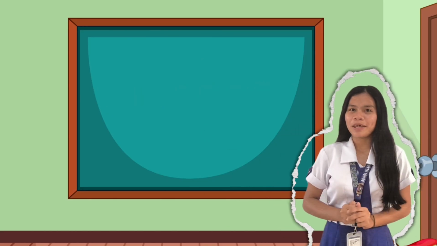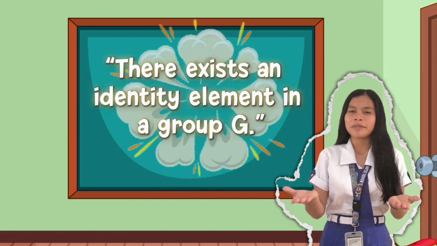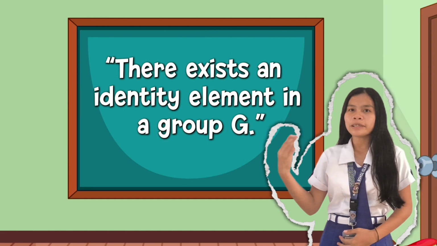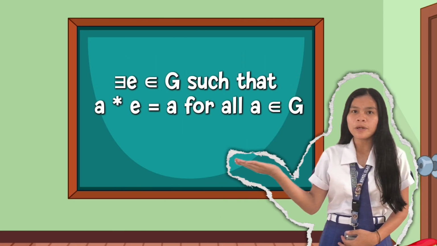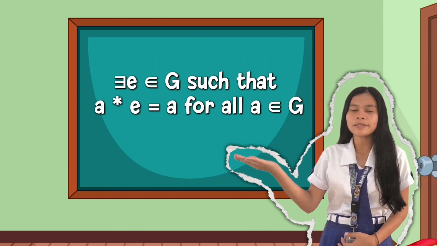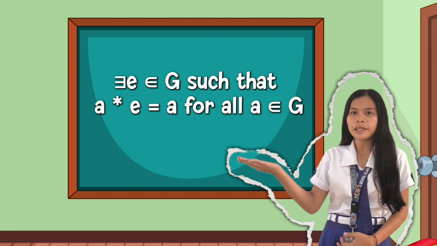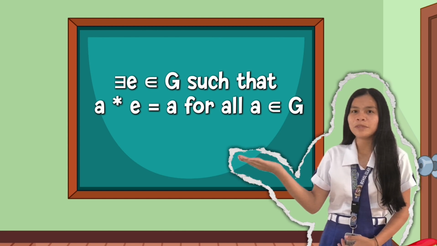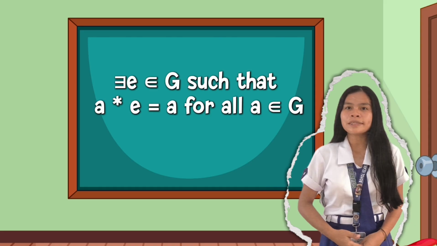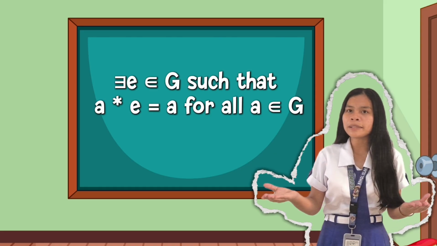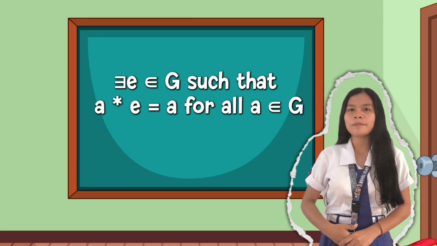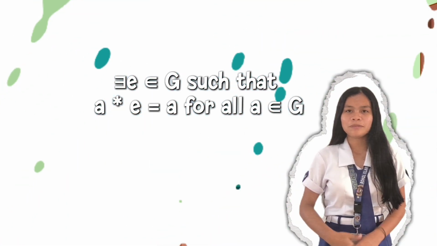So let's have another example. We have this statement: there exists an identity element in the group G. Symbolically, there exists an e which is an element of G such that a star e is equal to a, for all a an element of G. This means that there is an identity element in the group that does not change any element under the operation.